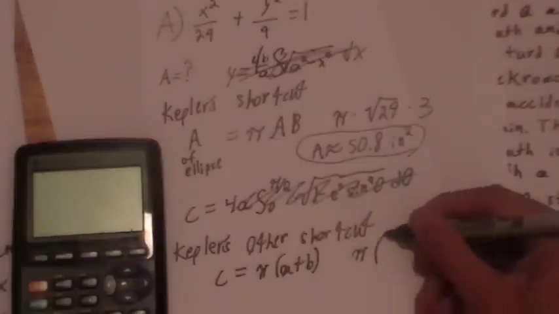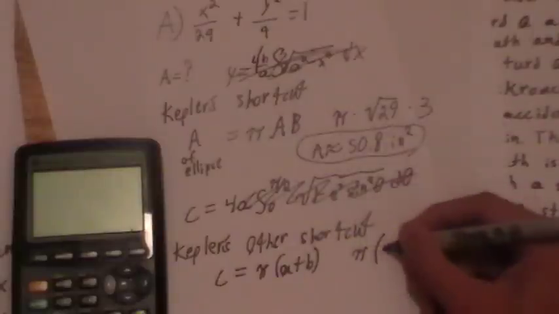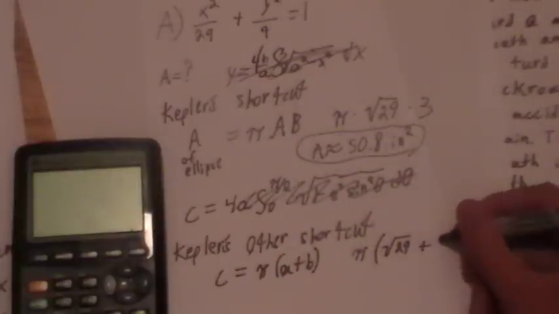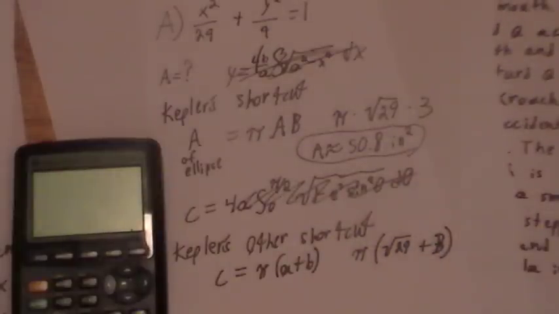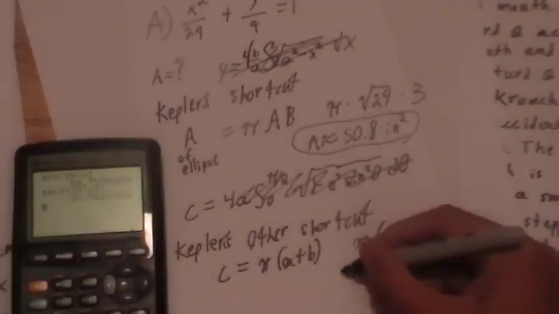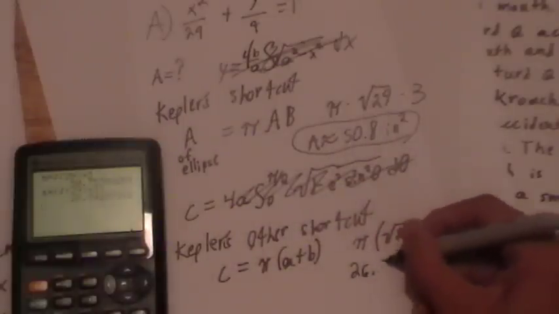So it's pi times (a plus b). A, of course, is the square root of 29 plus 3. We already figured that out up here, so we're just going to work it out right now with our calculator. So pi times (square root of 29 plus 3), in parentheses, and we get about 26.3.